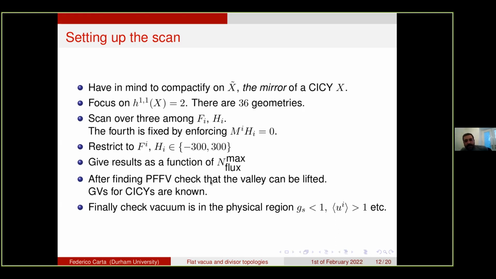After we find these candidates, we also check that the valley can be lifted. In particular, we have computed the Gopakumar-Vafa invariants. And as a final check, we check that what we find is actually in the physical regime, so small coupling for the axiodilaton and large complex structure. That is a consistency check. Otherwise, what we do doesn't make much sense.